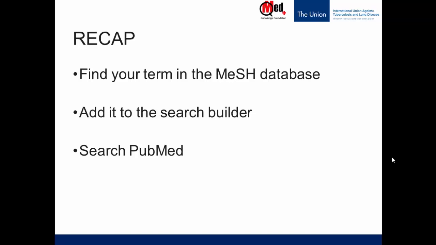First, we find our term in the MeSH database. How did we reach the MeSH database? On the PubMed homepage, there is a link to it. Once we are inside, we type in our term, search it, and find the most apt term for our concept. Once we find it, we add it to the search builder and then click search PubMed. We are taken back to PubMed where we get the final results.